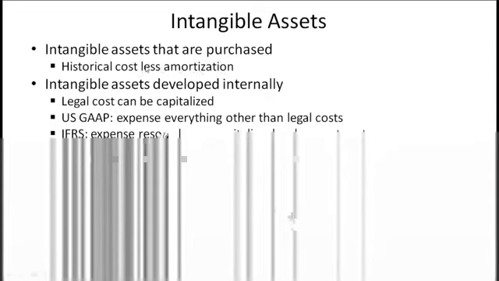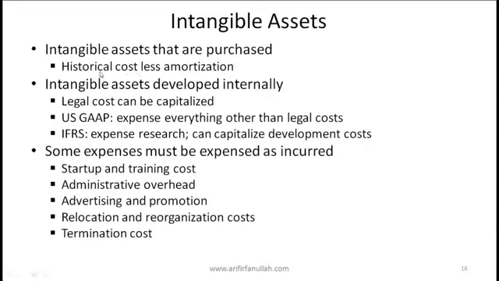For intangible assets that are purchased, we use historical cost less amortization. For intangible assets that are developed internally, so you, for example, develop a patent internally, the legal costs can be capitalized. So let's say you spend 1 million on legal fees. That is the fee given to lawyers, the fee for registration, etc., to register this patent. That can be shown as an asset.